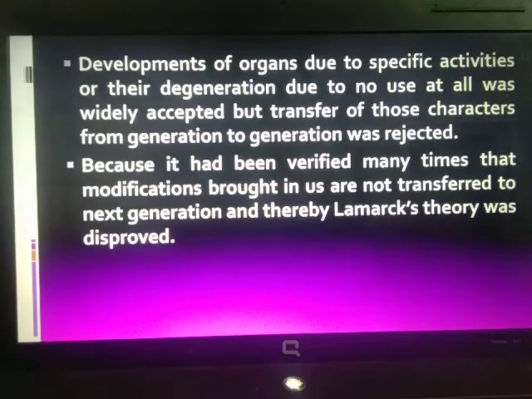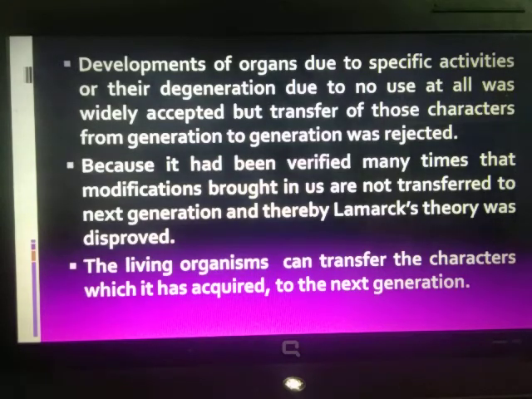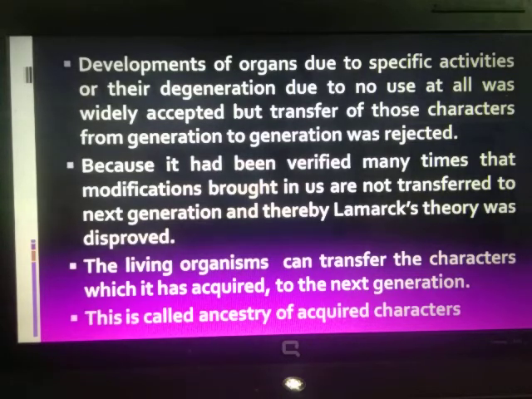So it was verified many times that modifications, whatever are brought within us, are just because of heredity and not because of acquired modifications in the acquired characters. Fine. So the idea that living organisms can transfer the characters which they have acquired to the next generation is called inheritance of acquired characters.